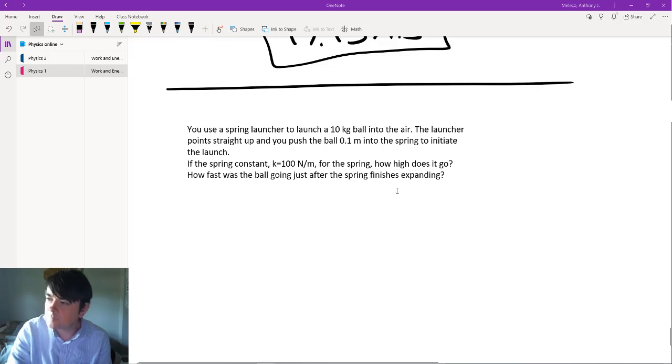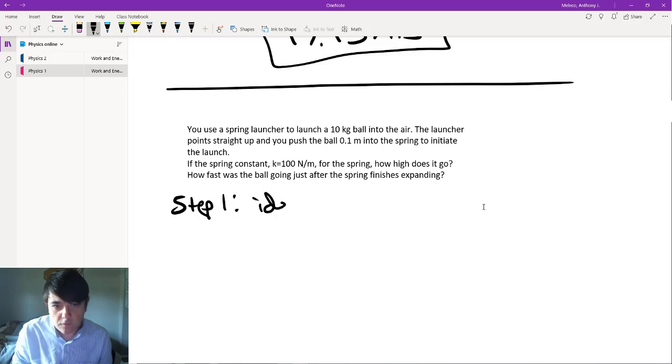So what we need to do first is we need to draw the system, okay? Because we need to identify the energies. So step 1 is, identify the energies. Okay.